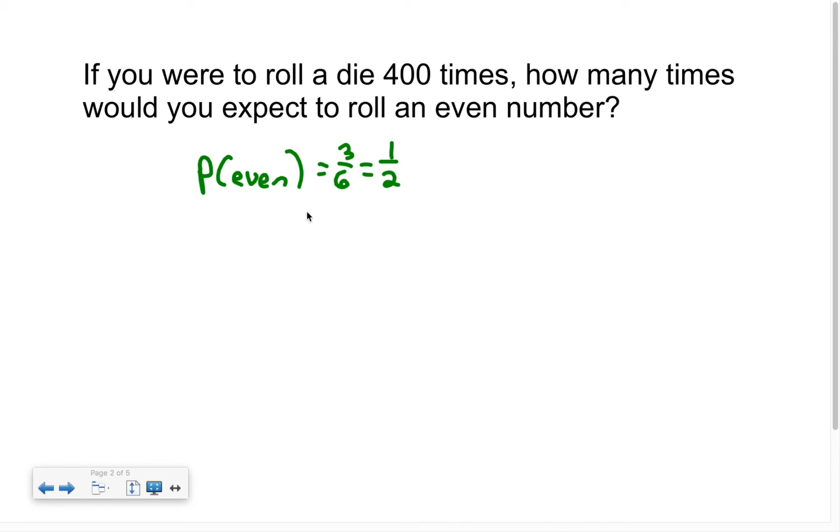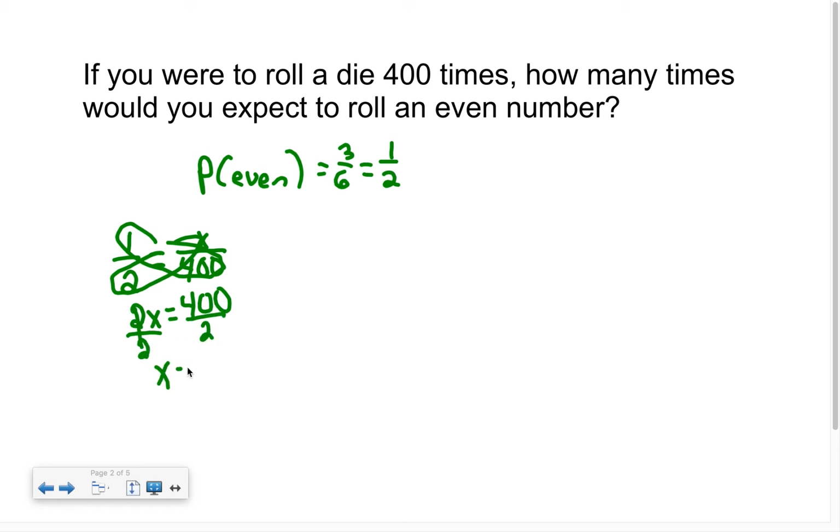There's going to be two main methods. Okay, method 1, we could set up a proportion. We know 1 out of every 2 rolls, we should get an even. And if we set it up with 400 rolls, we put x on top, we could cross multiply and solve. So we get 2x equals 400, divide by 2, divide by 2, and x equals 200. Okay, so we would expect it to happen 200 times, which makes sense because if half of the time we're going to get an even and we roll it 400 times, half of 400 is 200.